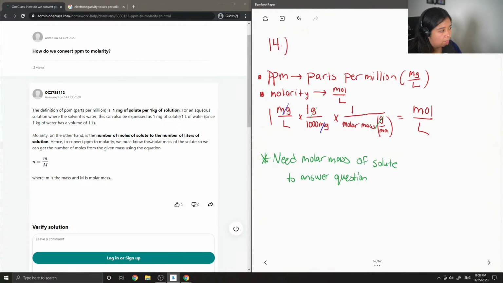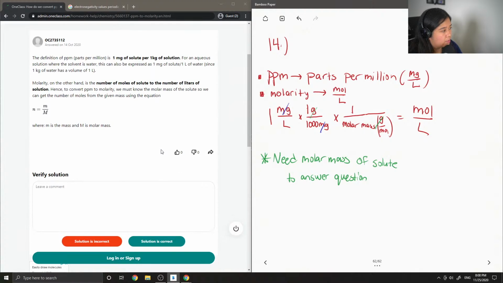Definition of ppm, parts per million, is 1 milligram of solute per 1 kilogram of solution. For an aqueous solution where the solvent is water, this can also be expressed as 1 milligram of solute divided by 1 liter of water. Molarity, on the other hand, is the number of moles of solute to the number of liters of solution. Hence, to convert ppm to molarity, we must know the molar mass of the solute so we can get the number of moles from the given mass using the equation n equals m over M.